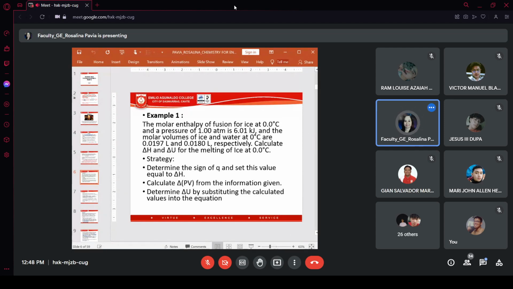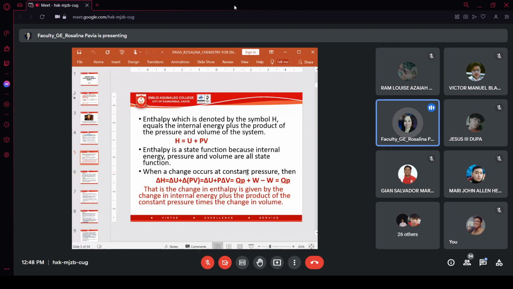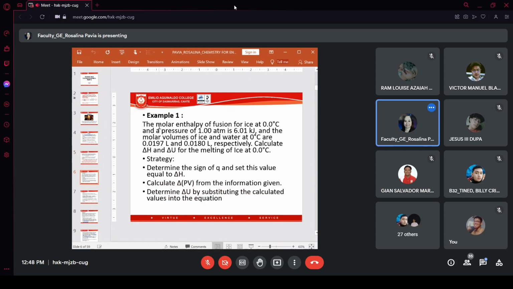Tignan nyo to ha. Balik tayo. When a change occurs at constant pressure, yung volume ang mag-change. What will happen to your delta H? Delta H will now be equal to the heat at constant pressure. It depends if it is absorbed or released. Balik tayo sa problem. The molar enthalpy of fusion of ice at constant pressure and 0 degrees Celsius is 6.01 kilojoules. Ang pressure mo, constant 1 atmosphere. So, ito na yung delta H natin. So, we did not calculate anymore for delta H. Nakuha nyo? Ang ika-calculate na lang natin ay delta U.